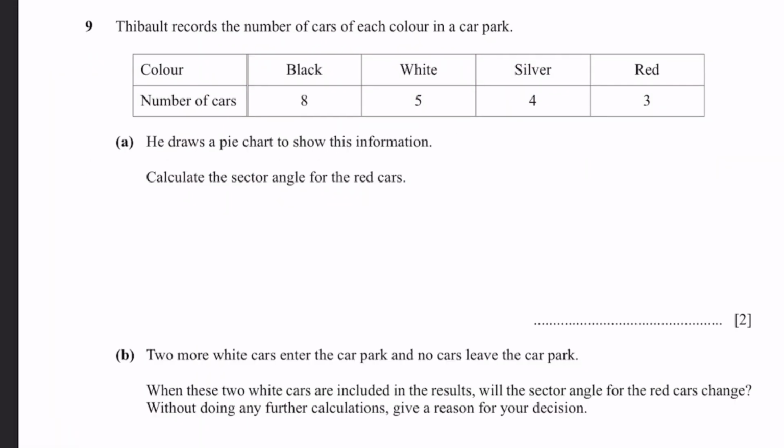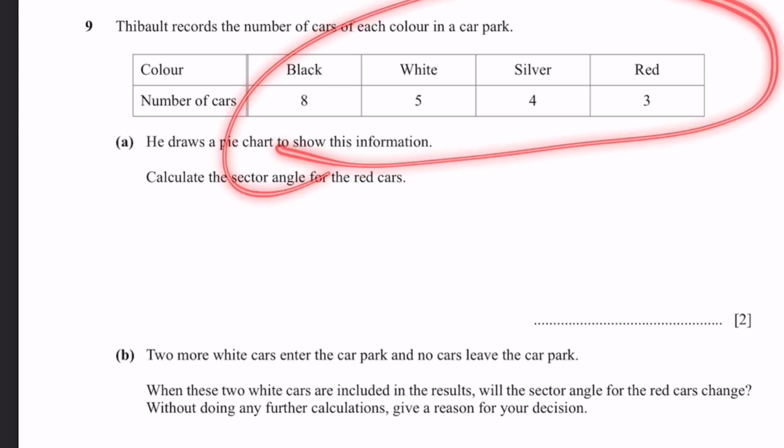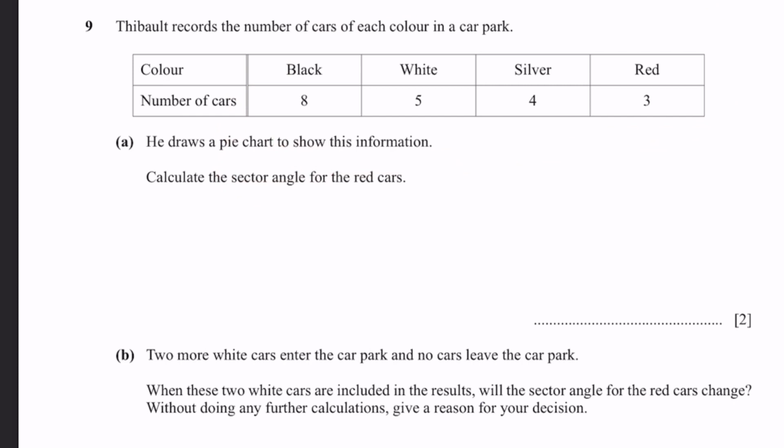This question has already been discussed in the core paper, so I'll attach the clip. The board records the number of cars of each color in a car park. A. He draws a pie chart to show this information. Calculate the sector angle for red cars. So the total number of cars, when we add this up, is 20.